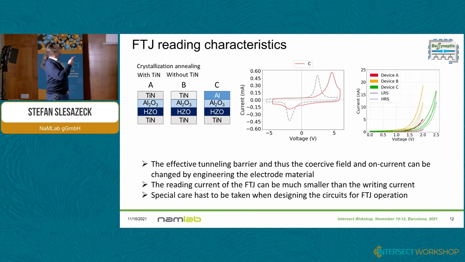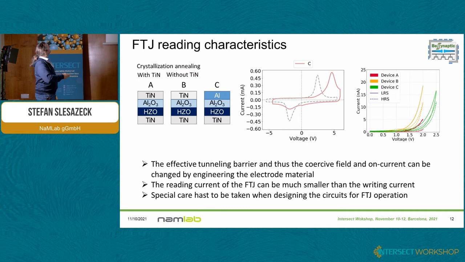And on the right-hand side, we see then the measured current that comes out of the FTJ. Device A and B were already explained, so these are two titanium nitride top electrodes. But for device C, we see there's not a big increase in the current, it's just a shift in the current that we observed, even though we would expect a much larger tunneling current. And this is crazy here.